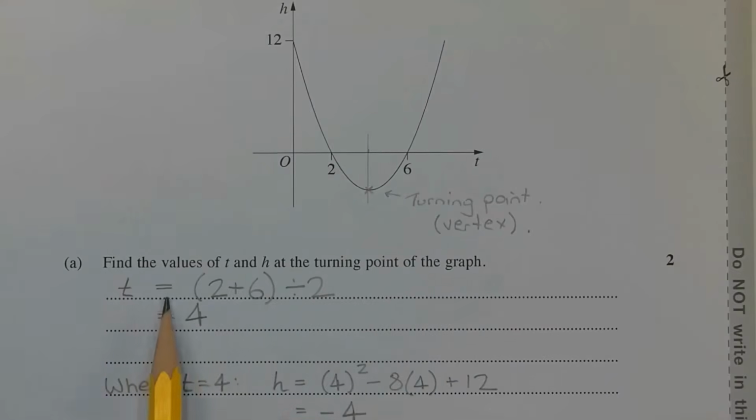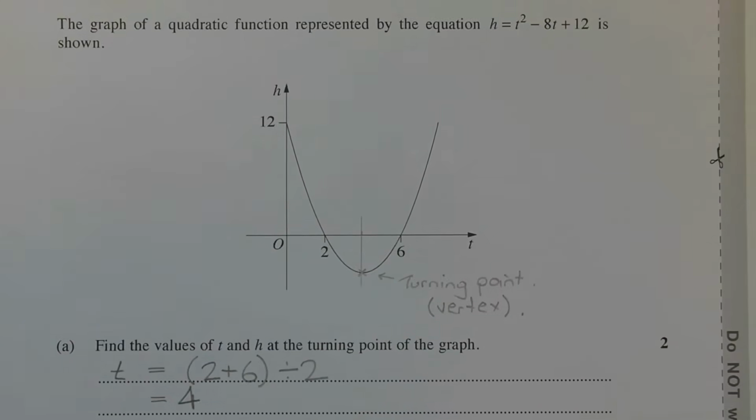So t is equal to, open bracket, 2 plus 6, close bracket. Now 2 plus 6 is equal to 8. We divide that by 2 and that equals 4. Now we need to find the value of h that corresponds to t equals 4. And we need to go back to the original equation.